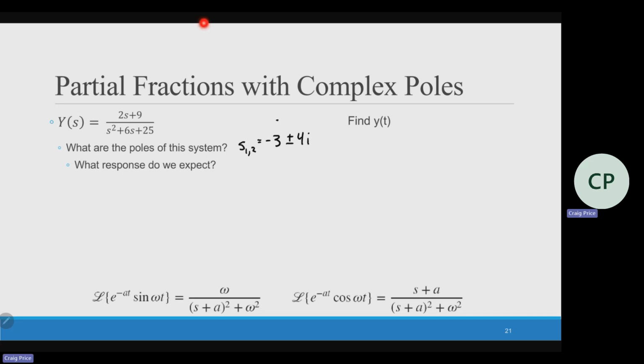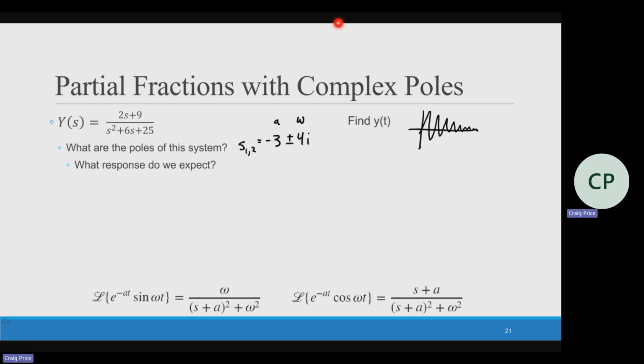This is like my a term. This is my omega term. So typically, for an underdamped system, these roots tell us that it's going to oscillate, but it's also going to die out. It's going to be like an e to the -3t. So these are dying out while they're oscillating until they reach steady state. This is the response we expect. It's going to oscillate and then reach steady state based on those root locations.